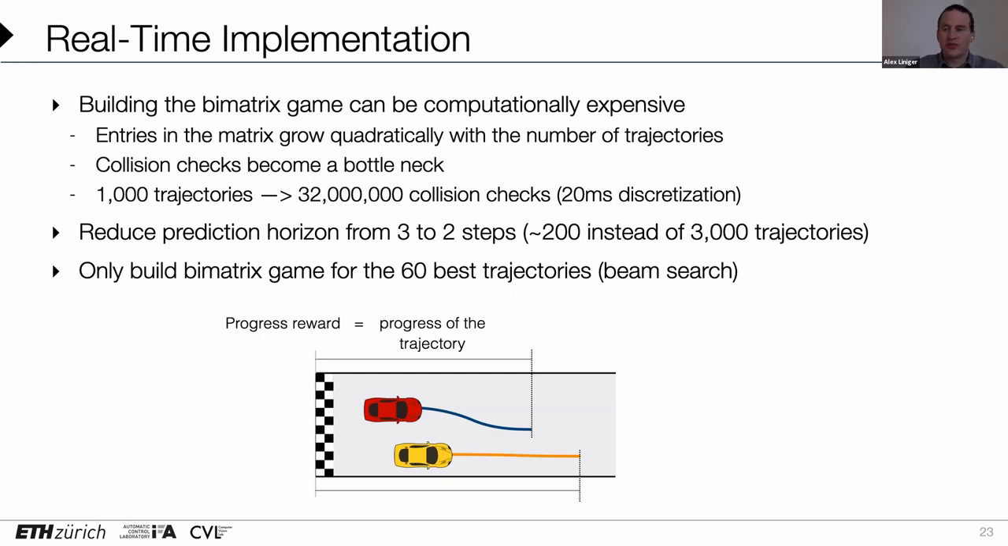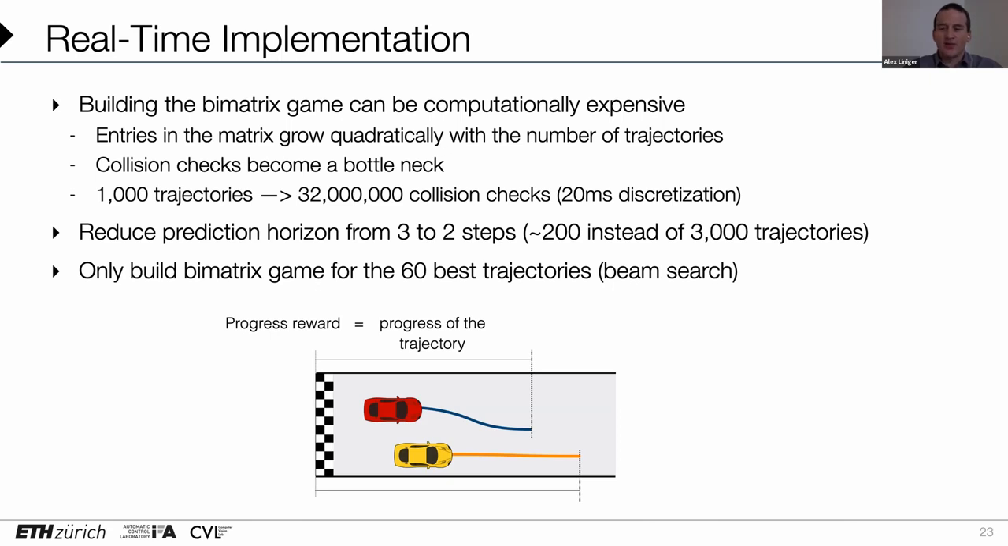And this you can just not do in 20 milliseconds, which is the time required to run it on the real-time system. So what we did is kind of simple and heuristic. We reduced the prediction horizon to 2, which drastically reduces the number of trajectories. And then we used a kind of beam search style solution. So we only kept the 60 best trajectories in terms of progress, and only for those we were building the bimatrix game. Now, by cutting the prediction horizon so much, you lose all the nice properties of predictive controllers. So we had to somehow regain a bit.